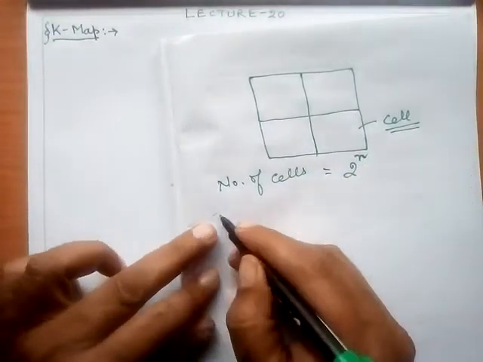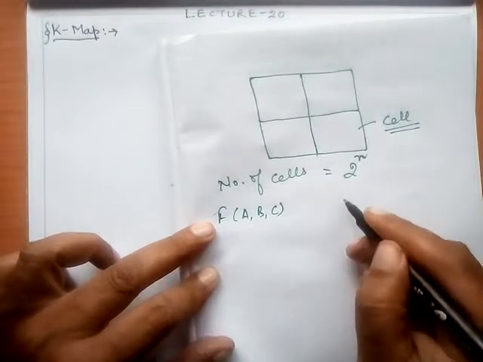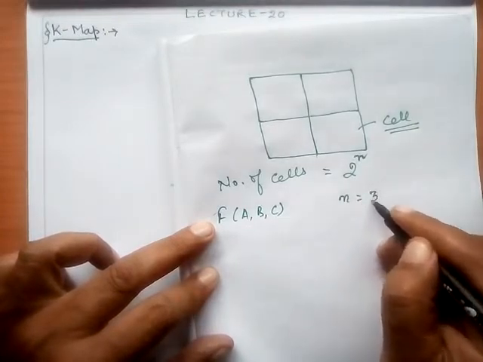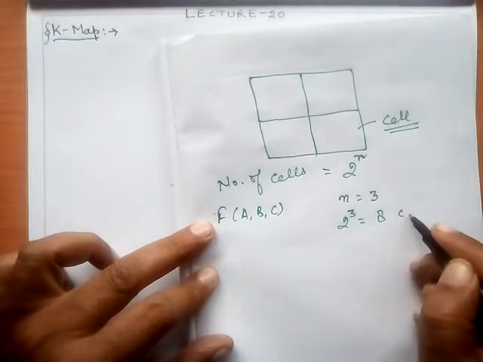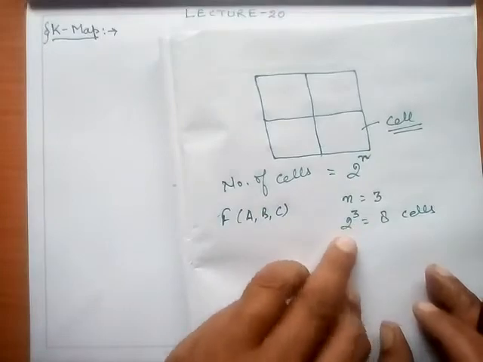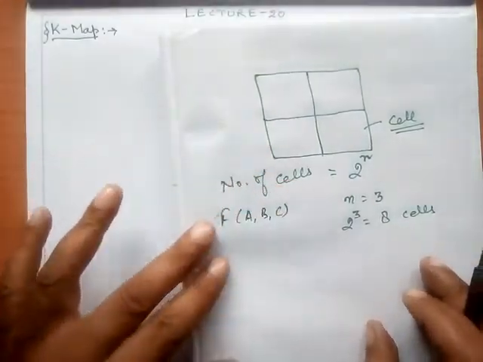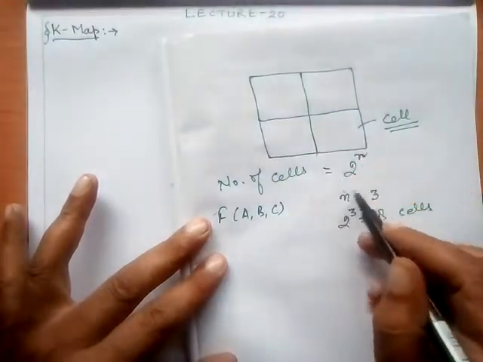For example, I say that f is a function of a, b and c. This implies that the value of n is equal to 3, so it will have 2 to the power 3, that is equal to 8 cells. Similarly, if n is equal to 2, it will have 4 cells. If n is equal to 4, it will have 16 cells. So first of all, this complete block is divided into 2 to the power n number of cells.